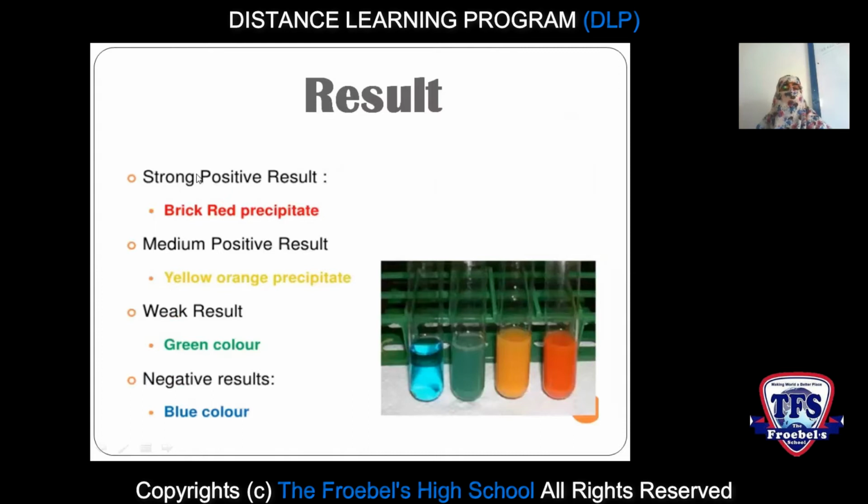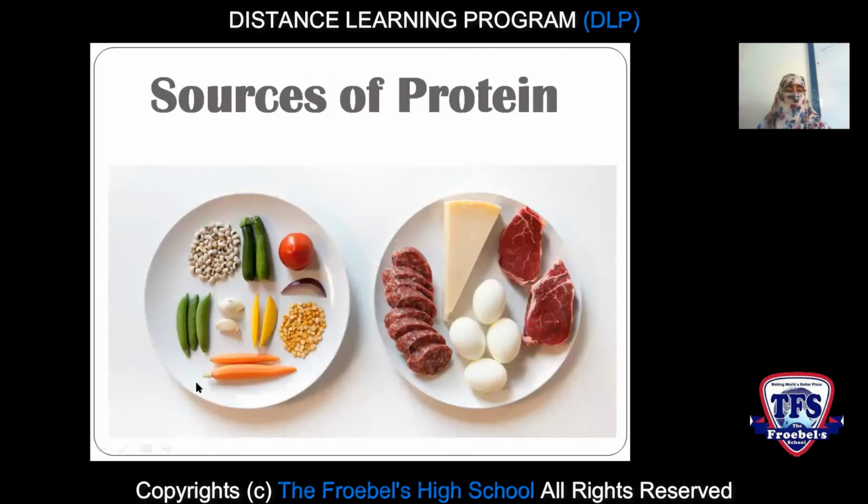Brick red precipitate shows strong positive result. Yellow orange precipitate shows medium positive result. Green color shows weak result, and blue color shows negative result. That means reducing sugar is absent. Next is test for protein.